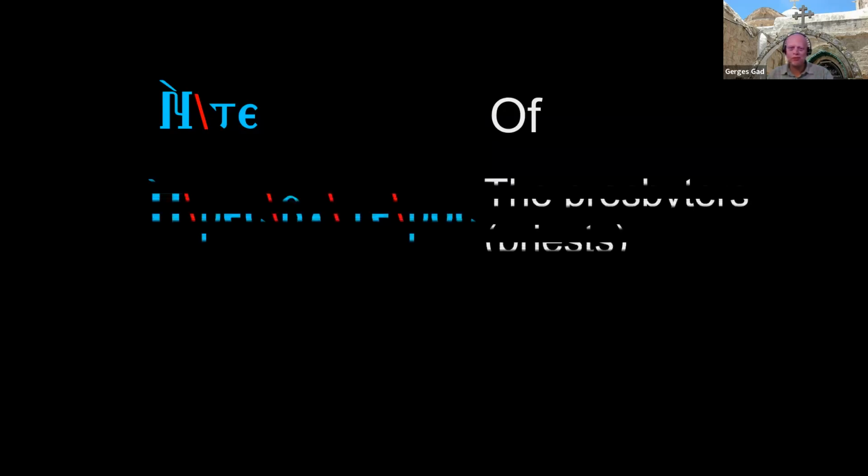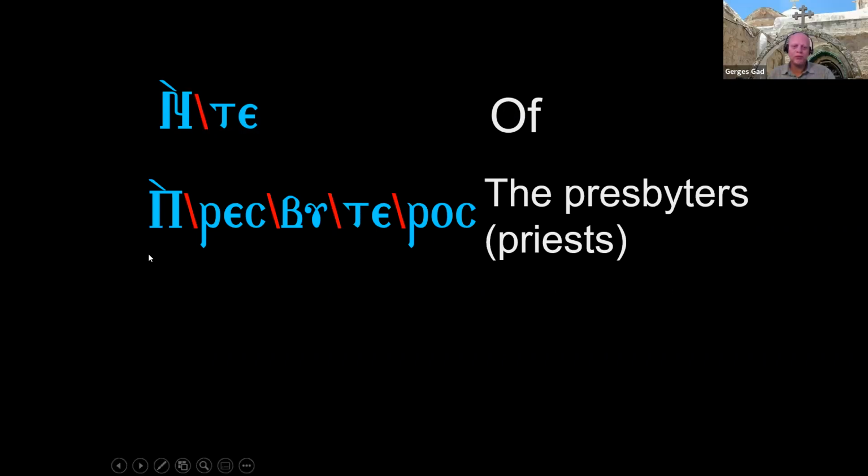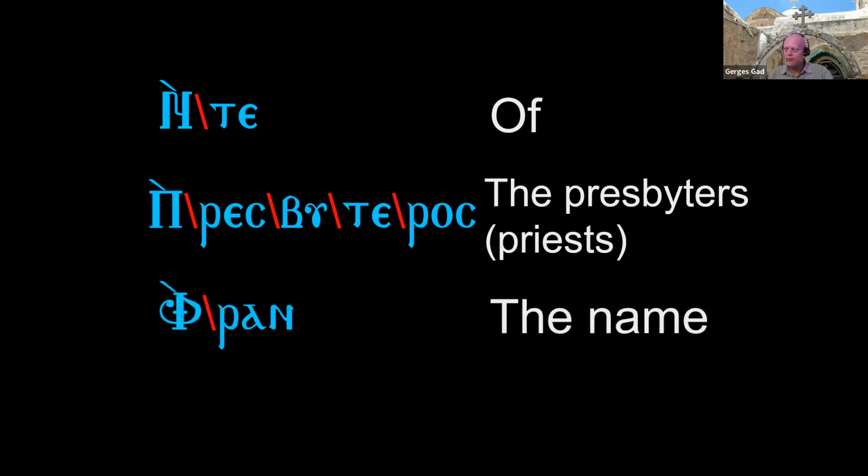Okay, the next one is a big word. So I want to see volunteers who want to try this one. Can I try it? Sure. Vitiros. Good, excellent. Epres viteros. Even the E and the epsilon, the E pronunciation is just a little bit different between the two, right? So epres viteros, which is the presbyteros, the priest, presbyteros. Okay, next one.